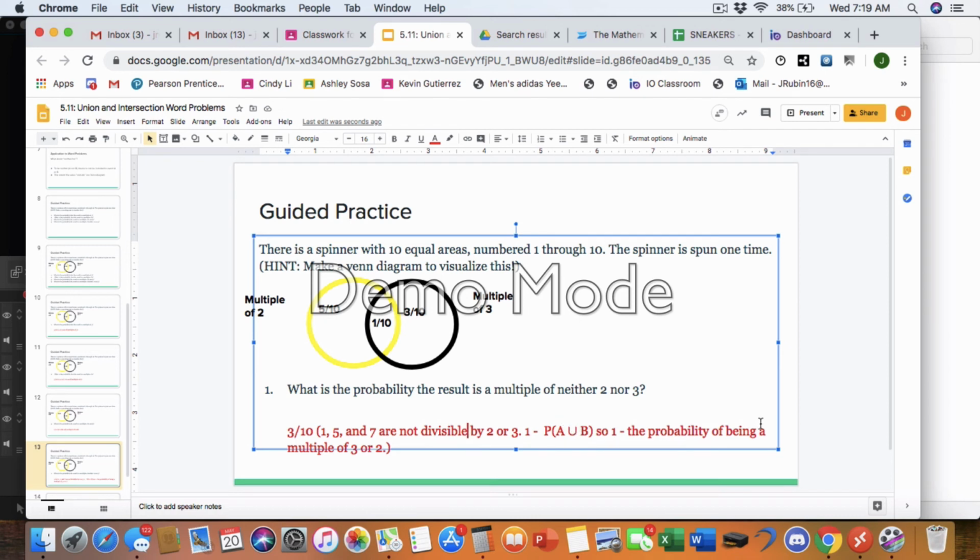1 minus the probability of being a multiple of 3 or 2. Well, we know that the probability of being or would be what? It would be 8 out of 10 minus the intersection, which would be 1 out of 10. So that would leave you with 7 out of 10. So that's what the probability of being or is, 7 out of 10, or 70%. Therefore, 1 minus that union would be 1 minus 7 out of 10, leaving you with 3 out of 10.